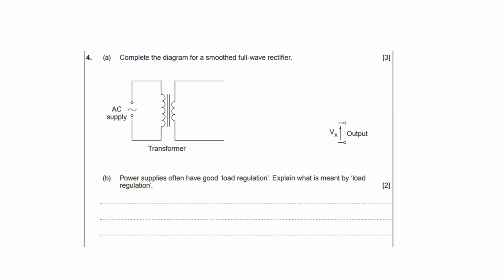Right, okay, so we're going to sketch a full wave rectifier. That's the one with the 4 diodes, so it's quite easy actually. It's basically 2 facing towards each other, 2 facing towards each other, 2 facing away from each other.